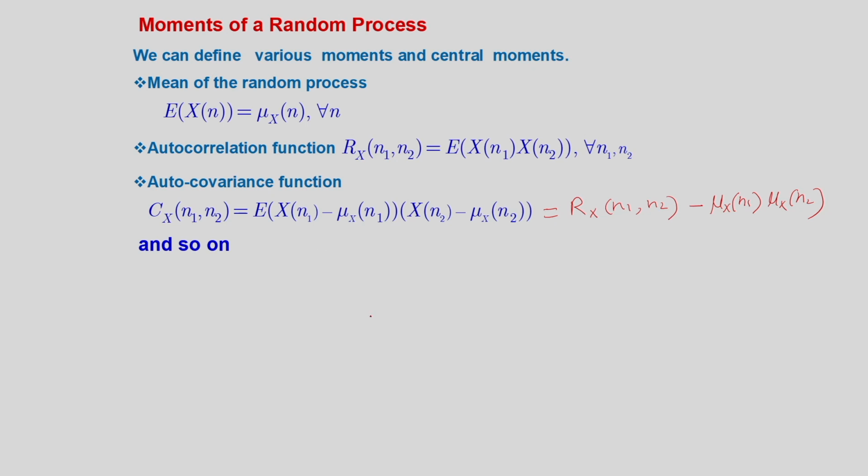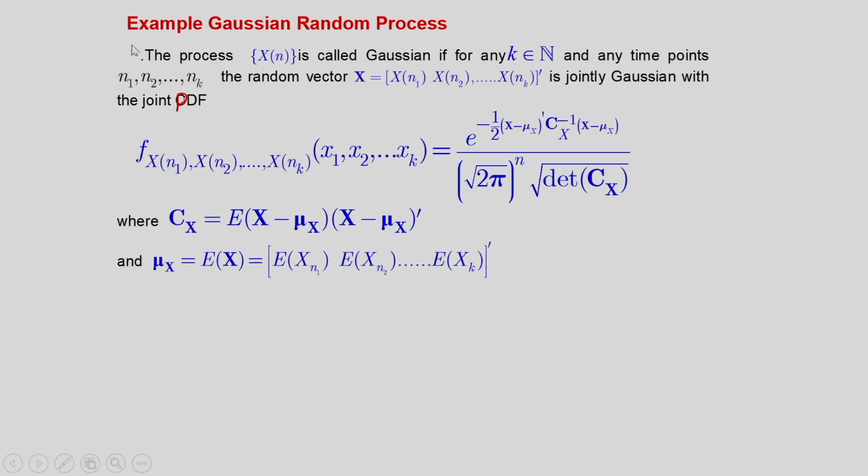And similarly, we can define different moments, for example, third order moments, fourth order moments, etc. We will give an example, Gaussian random process. The process xn is called Gaussian if for any k belonging to n and any time points n1, n2 up to nk, the random vector given by this column vector with elements xn1, xn2 up to xnk is jointly Gaussian with the joint PDF.